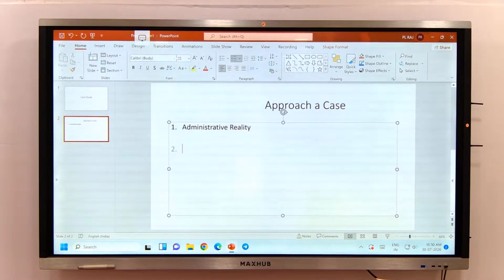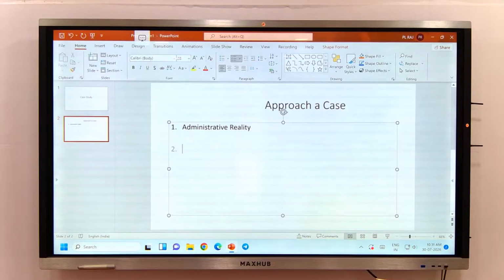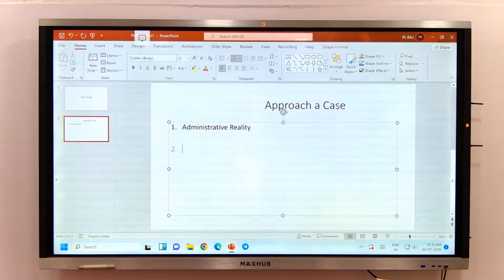So an approach to the case is of being an officer, understanding the reality of the administration. People who are already in services have this approach. They know what the hindrance in that particular case is, but they couldn't give the official legitimacy of documenting it. So first is an approach of administrative reality.